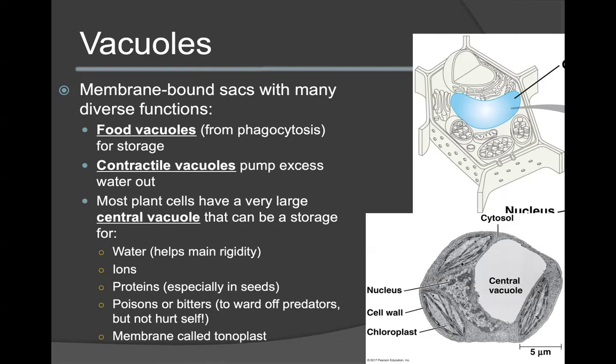And in plant cells, they have a very important central vacuole, which is a very large vacuole that can hold a variety of substances, most importantly water. This will help to maintain the osmotic pressure of the cell. The central vacuole can also contain ions, proteins, different toxins, defense chemicals, and the membrane of the central vacuole is a bit tougher, and we can refer to that as a tonoplast.